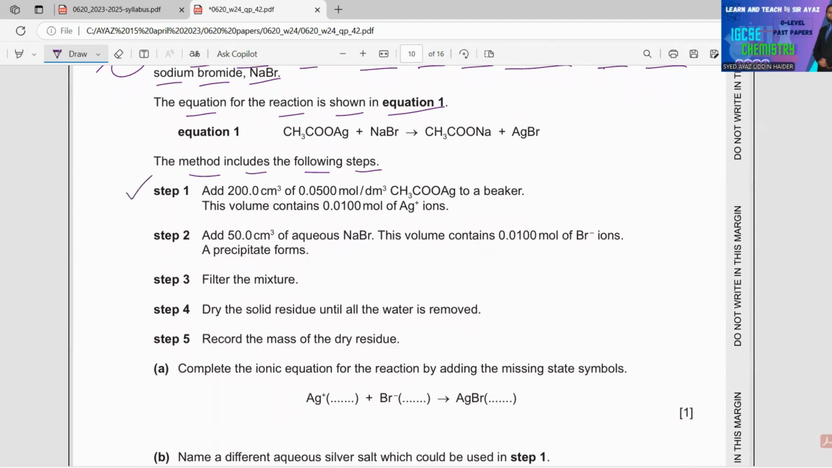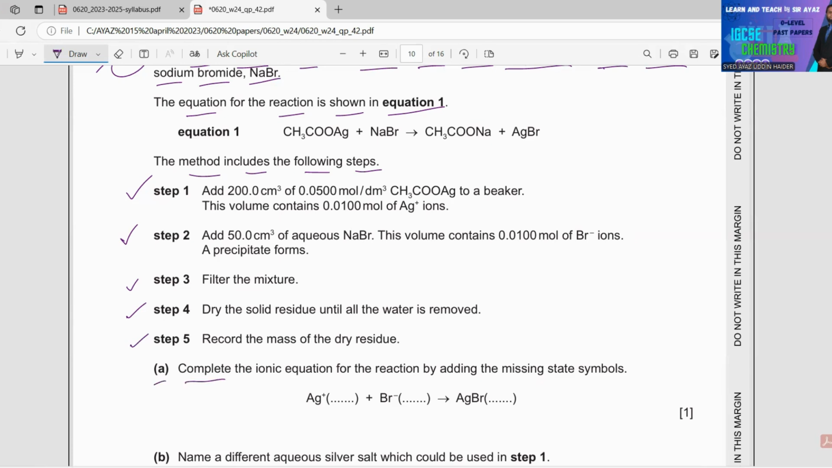Step 1, add 200 cm cube of 0.05 mole per dm cube CH3COOAg to a beaker. This volume contains 0.01 mole of Ag plus ions. Step 2, add 50 cm cube of aqueous NaBr. This volume contains 0.01 mole of Br negative ions. A precipitate forms. Step 3, filter the mixture. Step 4, dry this solid residue until all the water is removed. Step 5, record the mass of the dry residue.